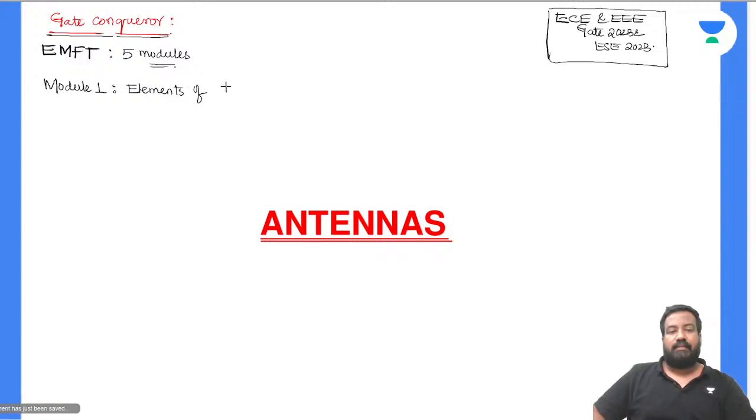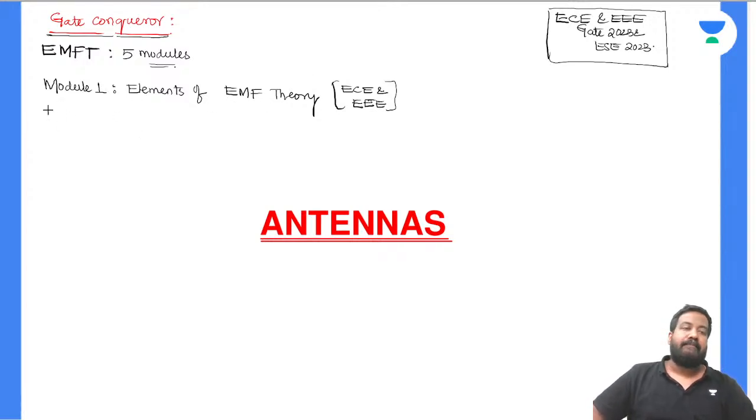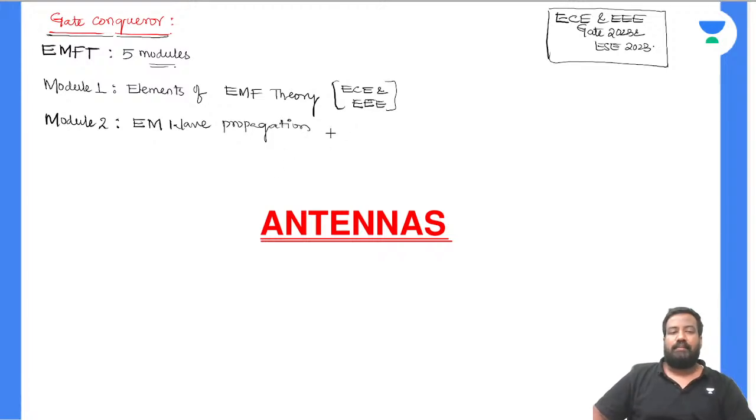is elements of EMF theory. This is common for ECE and electrical. For electrical it is complete syllabus, and for ECE it is module 1. Remember, for electrical this is the complete syllabus. Module 2, EM wave propagation, and the rest of the modules are only for ECE.